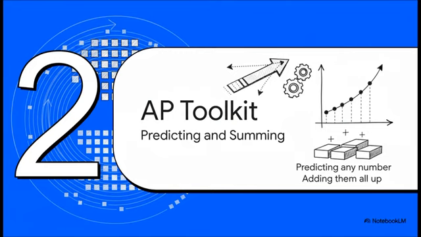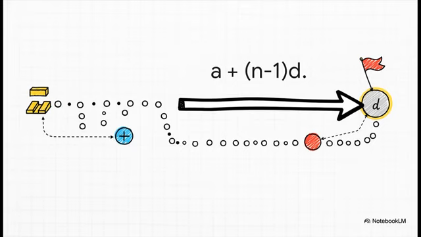We're going to get two super powerful formulas, one to predict any number way down the line, and another to add them all up in a snap. So what if you wanted to know the 500th odd number? You're not going to sit there and write them all out, right? Of course not. This formula is your ultimate shortcut. All you need is the first number in the list, A, the number you keep adding, D, and the position you're looking for, N. Plug them in, and you're golden.